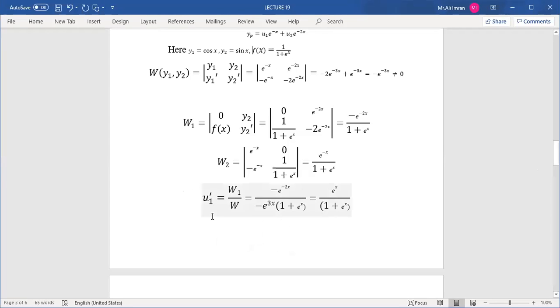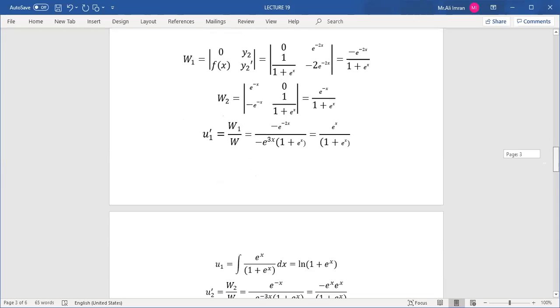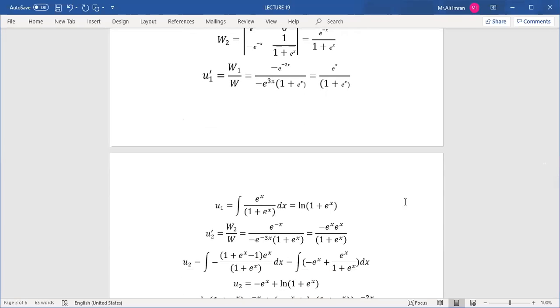And u1 prime will be equal to W1 over W. W1's value is minus e power minus 2x divided by 1 plus e power x, and W's value is minus e power minus 3x. If we simplify this, we will get e power x divided by 1 plus e power x. In order to find the value of u1, we will integrate this u1 prime, and we will get natural log of 1 plus e power x.